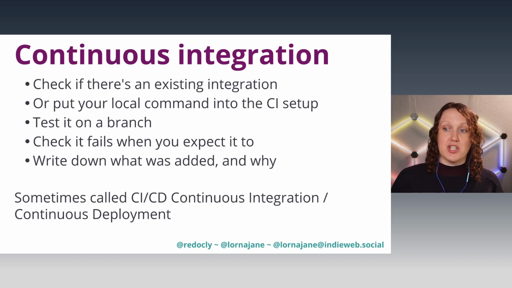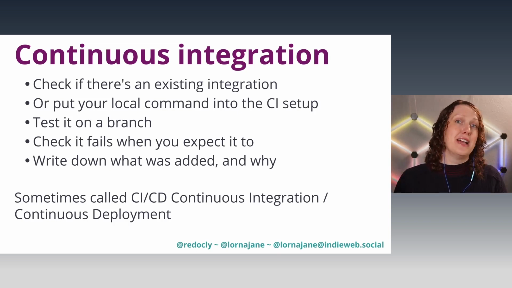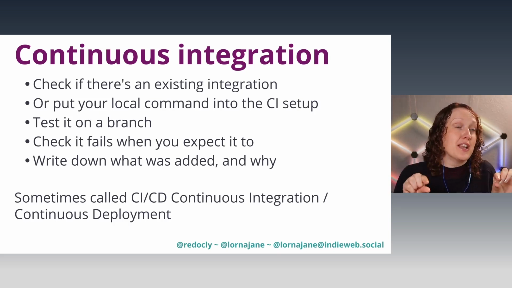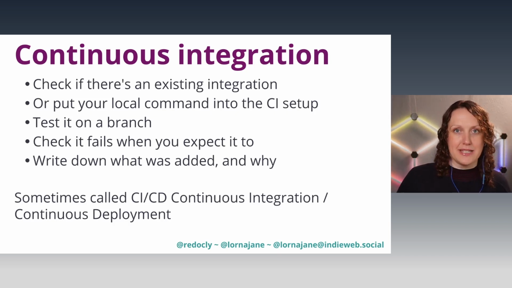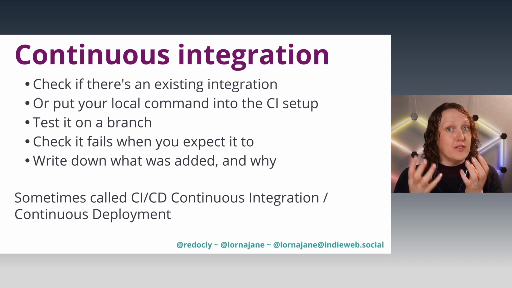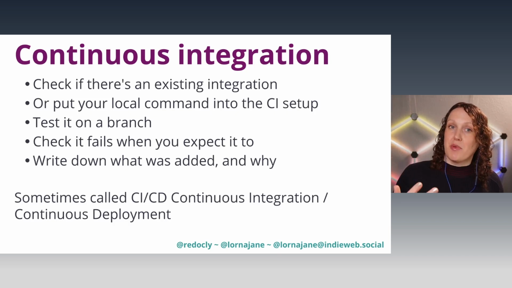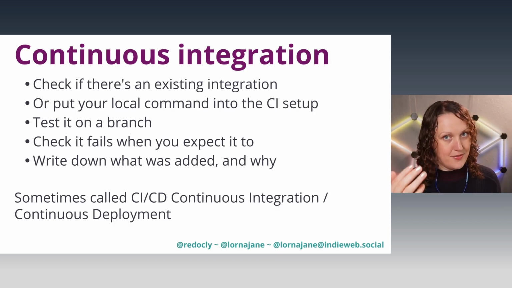Check if there's an existing integration. I often use GitHub and GitHub Actions. It has a marketplace. Some of the common tools have actions that you can just immediately use. Otherwise, you're going to use a standard template and put the command that you're using locally, but remember it runs anywhere, into the configuration for that. Usually the config is in the repository, so the project itself knows what its continuous integration steps are. So you make that change on a branch, test that it works, now test that it fails.